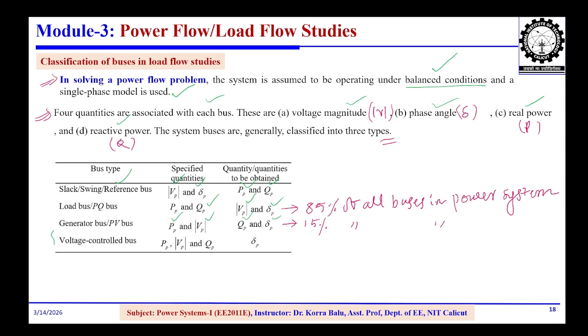Then there is a special case, the voltage controlled bus, where the P value, V value, and Q value are given, and only the phase angle of the voltage is not given. You will see that most of the buses in the power system, around 85% of all buses, are load buses, or we can say PQ buses, and only 15% of buses are generator buses or PV buses.